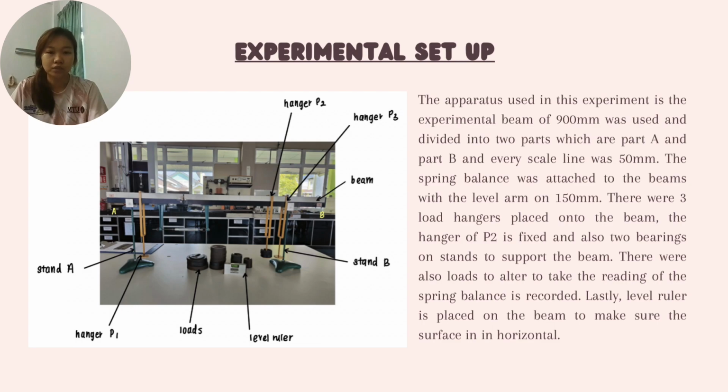The hanger of P2 is fixed, and there are also two bearings on stands to support the beam. There were also loads to alter, to take the reading of the spring balance, which is recorded. Lastly, a level ruler is placed on the beam to make sure the surface is horizontal.